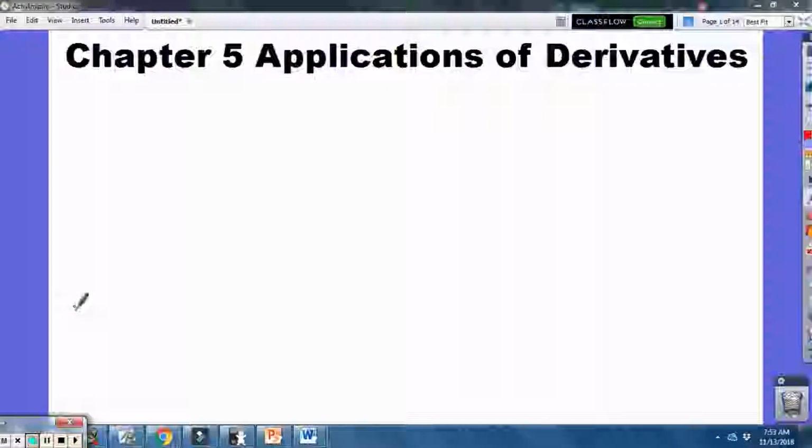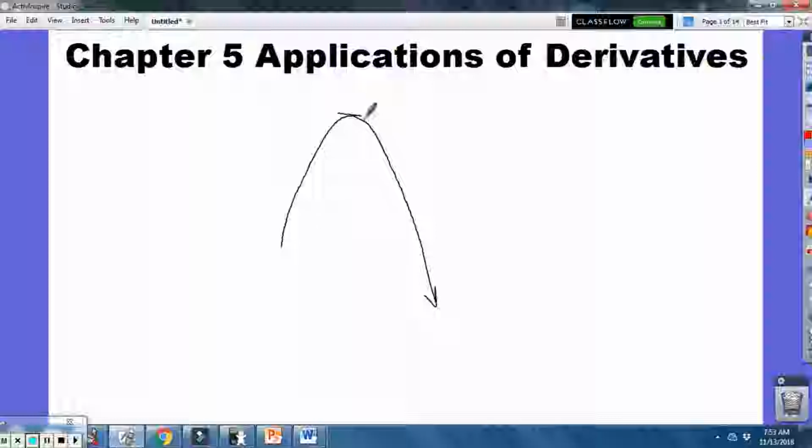Hi everybody. Today we're going to look at Chapter 5, the applications of derivatives. As you already know, derivatives can be used to find maxes and mins of a function. We talked about an object being thrown up into the air, and at some point it has to stop in its y direction to come back down. So when we look at a curve, we can find a max or a min when the slope is 0.